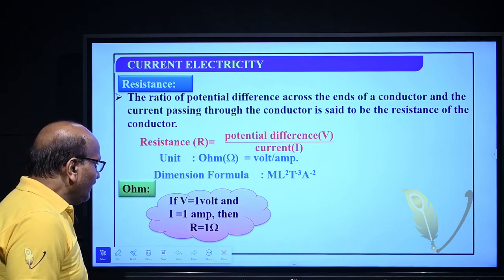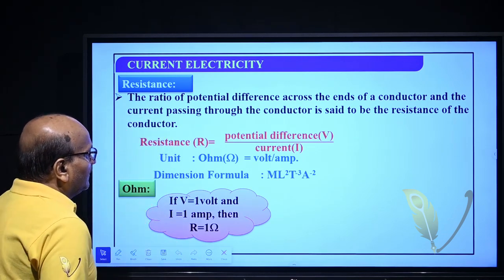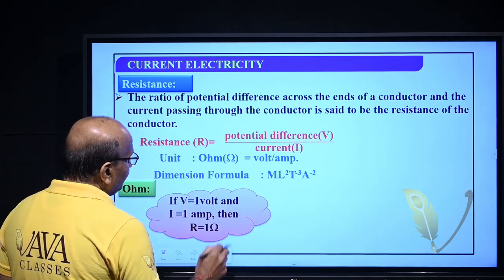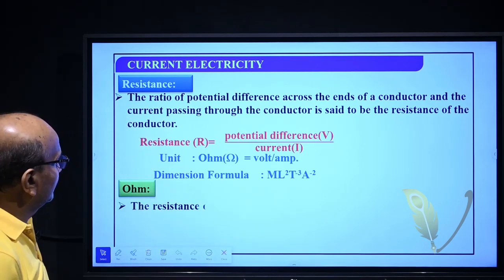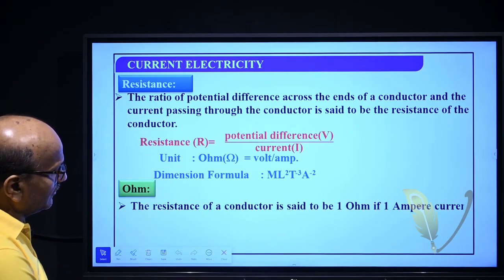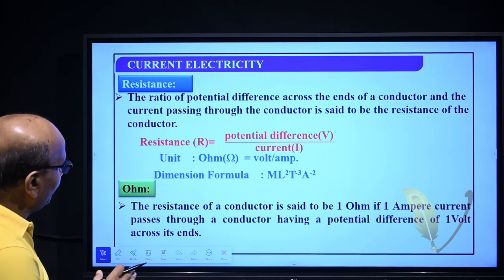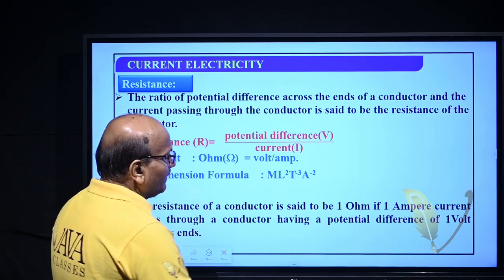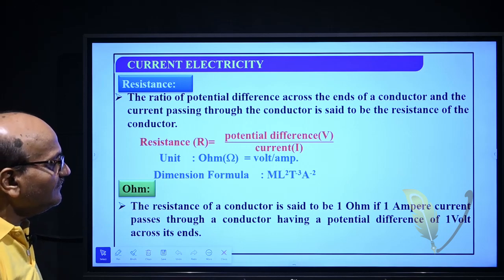Now, we define ohm. What is ohm? If V is equal to 1 volt and I is equal to 1 ampere, then R is equal to 1 ohm. So, the resistance of a conductor is said to be 1 ohm if 1 ampere current passes through a conductor having a potential difference of 1 volt across its ends.